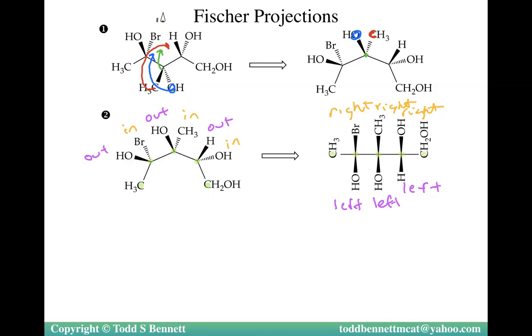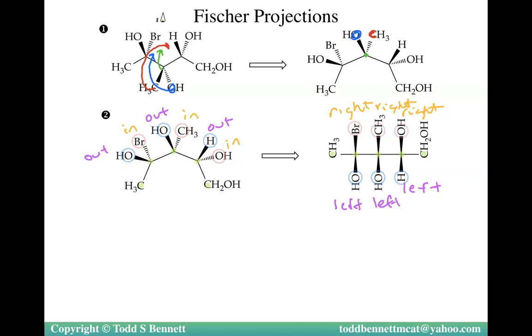This OH, again, is out. This OH is out, and this OH is out. So those become the ones on the left. And then the Br going into the page, the CH3 going into the page, the OH going into the page. If you're looking down on it and you put your hands out right side and left side, your right hand would go in. So in ends up on the right. So your Br, your CH3, and your OH become your Br on the right, your CH3 on the right, and your OH on the right.